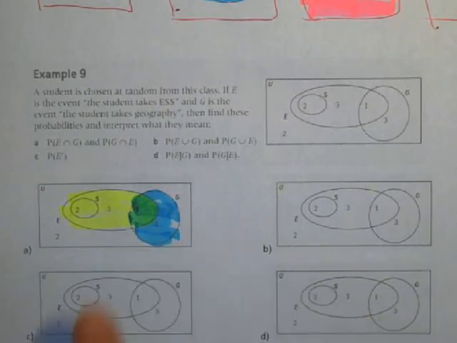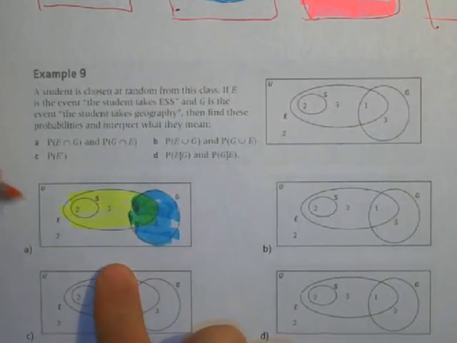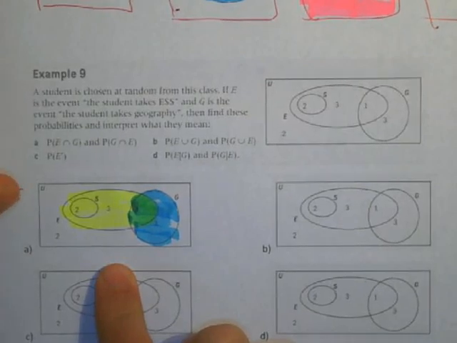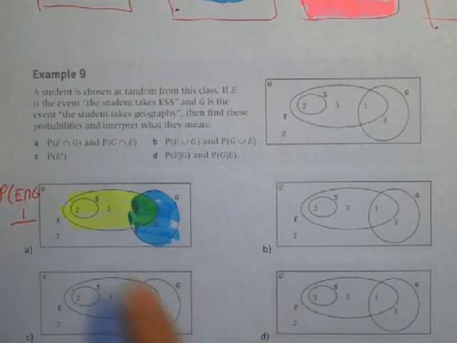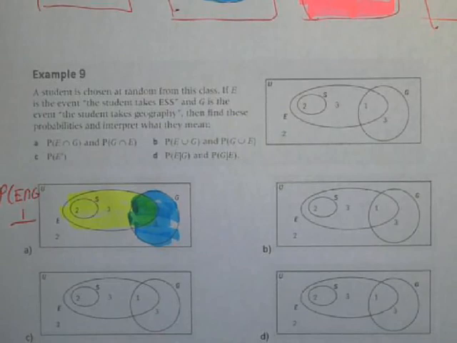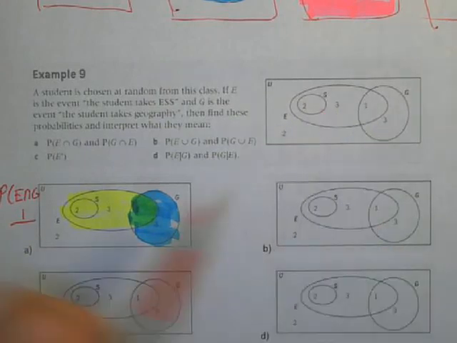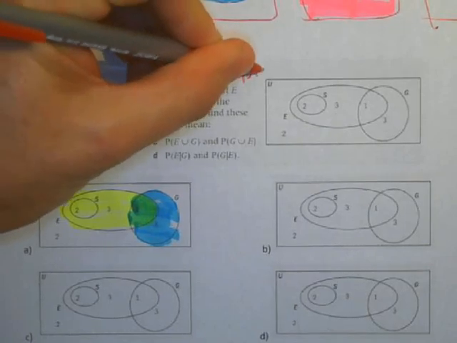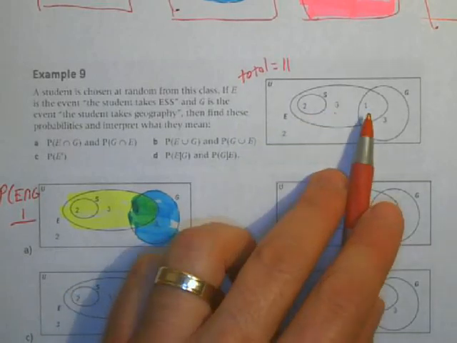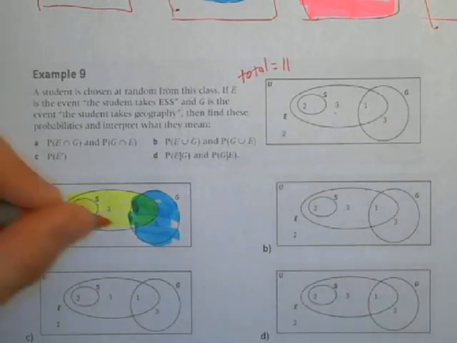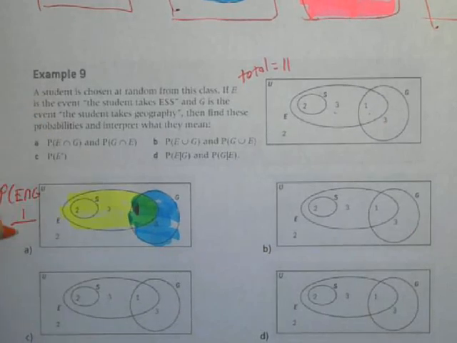There was a 1 there, so the probability of E intersection G is going to be equal to 1 over the total number that's there. If I add all these together, the 2, the 2, the 3, the 1, the 3, our total is equal to 11. 2 plus 2 plus 3 plus 1 plus 3 is 11. So this intersection is 1 over 11.